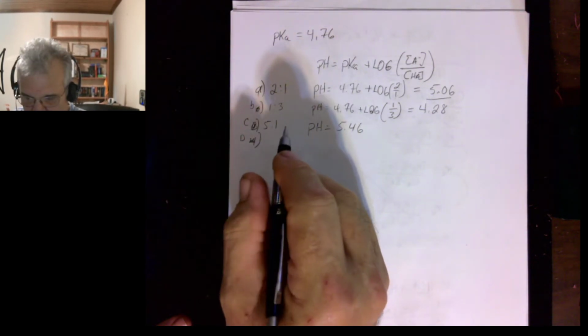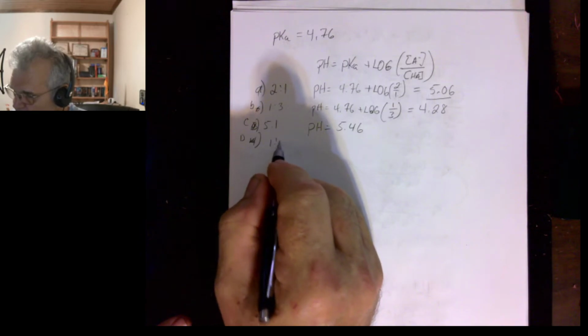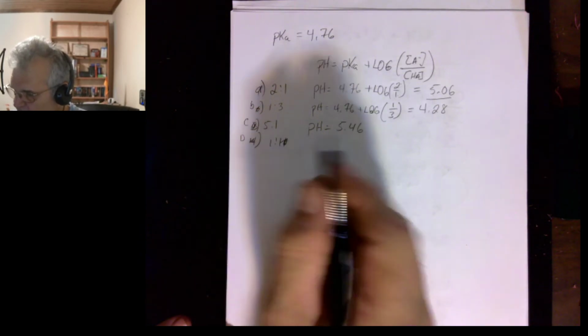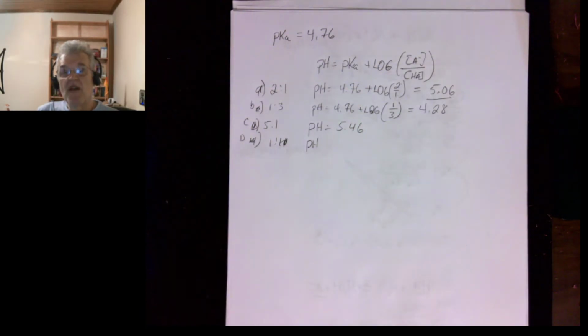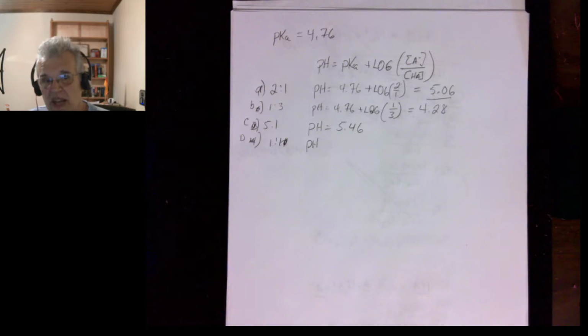For D, we have 1-to-1. Now, 1-to-1 is a very special case. Now, don't get confused. When it's 1-to-1, that means 50%, there's the same concentration of conjugate base as there is weak acid. You don't get a 1-to-1 ratio at the equivalence point. You get a 1-to-1 ratio halfway to the equivalence point.